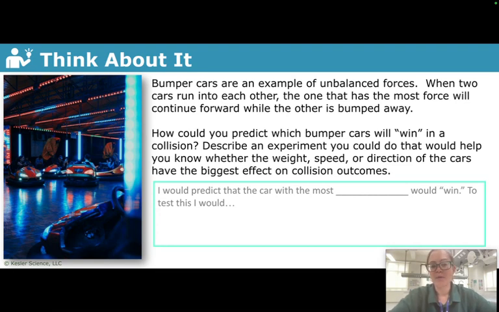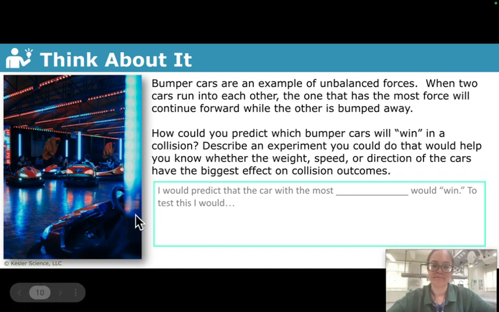How could you predict which bumper cars will win in a collision? Describe an experiment you could do that would help you know whether the weight, speed, or direction of the cars have the biggest effect on collision outcomes. So just kind of think about that. How could you predict when the 2 bumper cars hit each other, which one is going to move out of the way and which one is going to keep going?